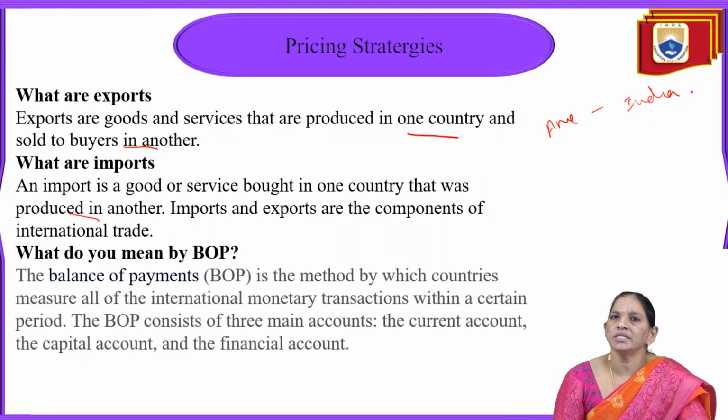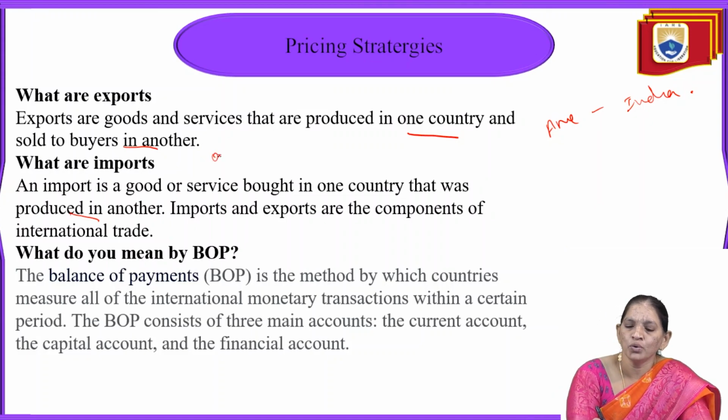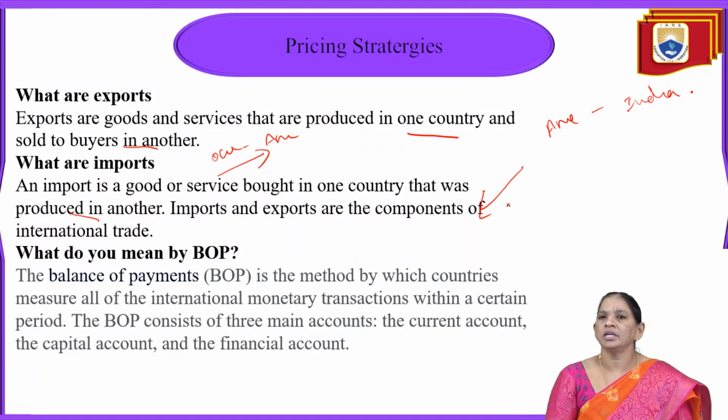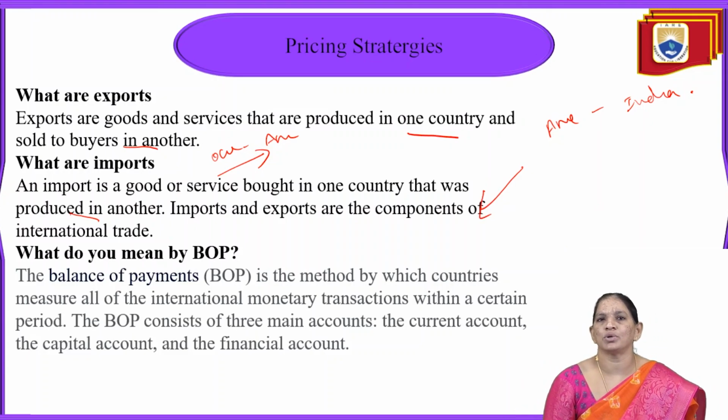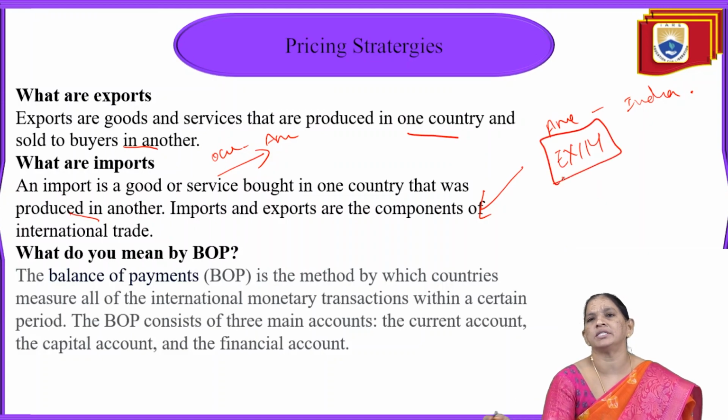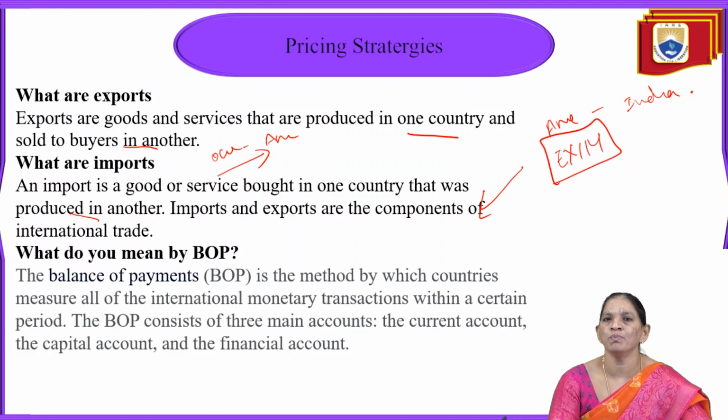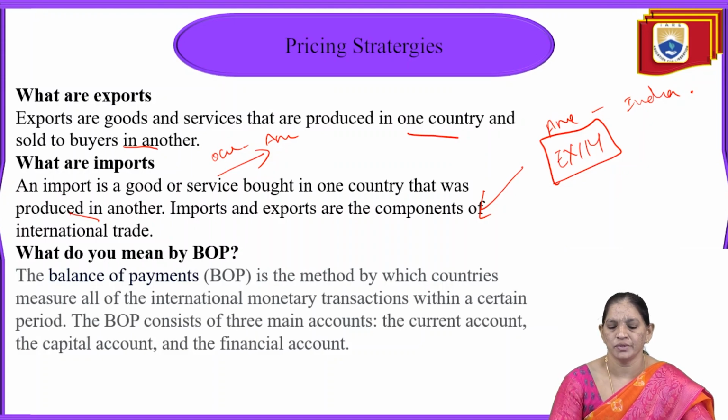So in the policy of importing and exporting, Indian goods are sold and sent to America, and outside goods come into our country, India, which is called imports. The Indian government has a policy called the EXIM policy, the import and export policy, which lays down the rules and regulations relating to the importing and exporting of goods and services.